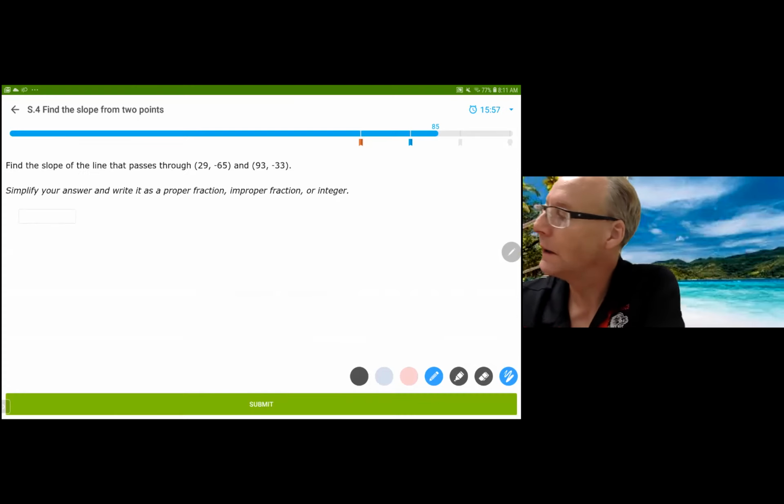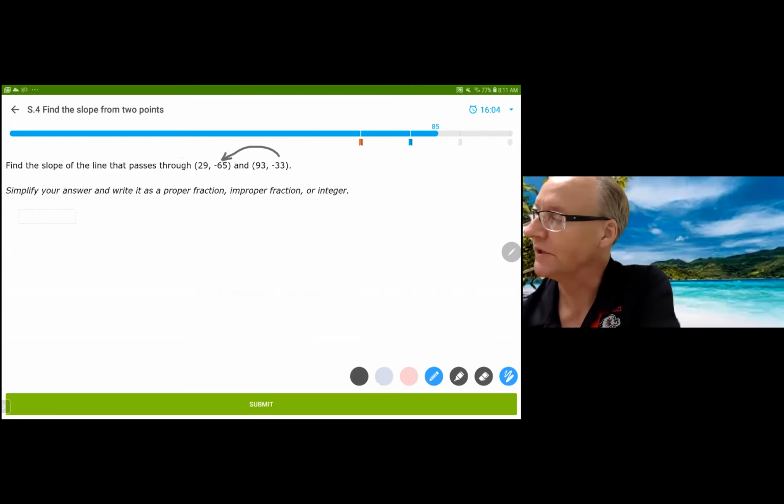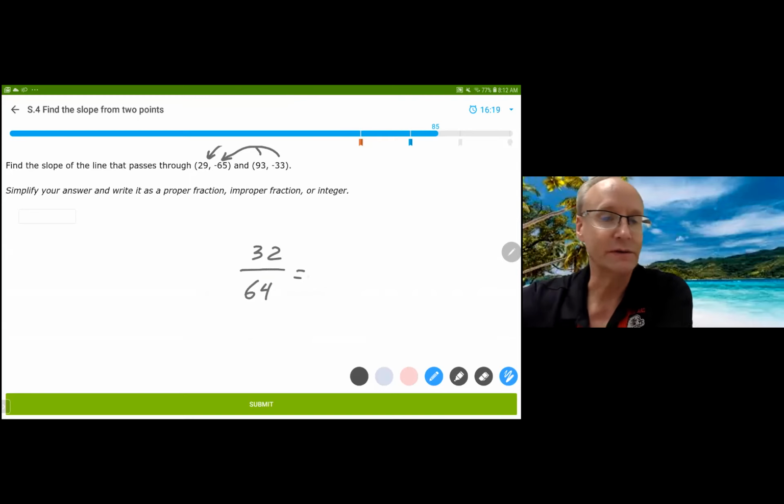Okay. This time, I think I'm going to go this direction, because that's going to give me a positive in the numerator, isn't it? That's going to be -33 plus 65, which is 32. That's a positive. And 93 minus 29 is also a positive, and it looks like it's 64, huh? But that can be reduced. How far can you reduce it?